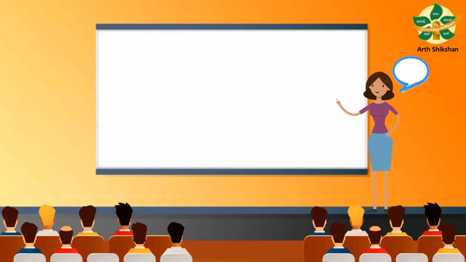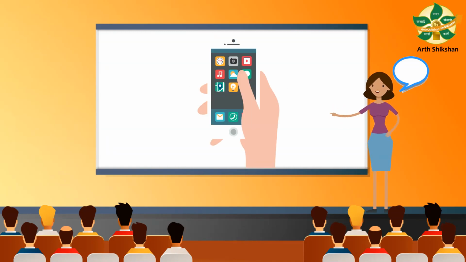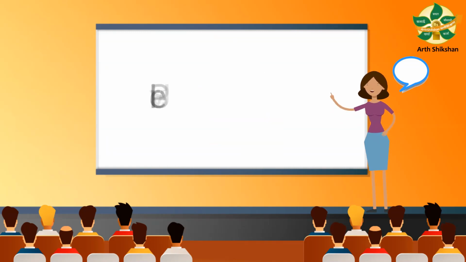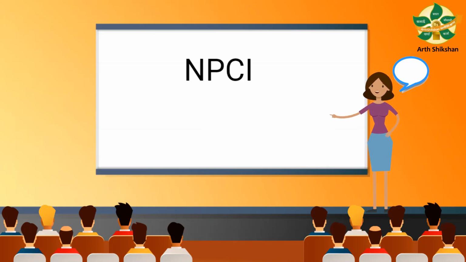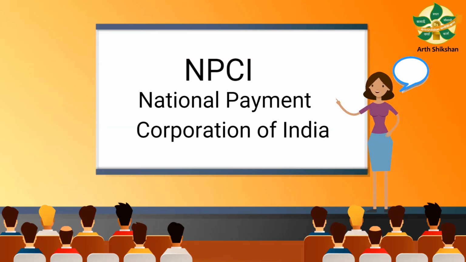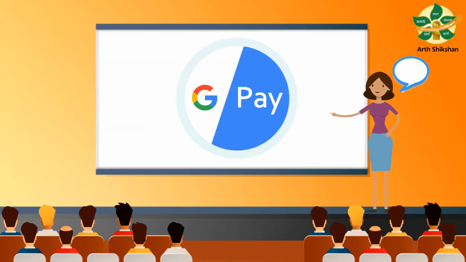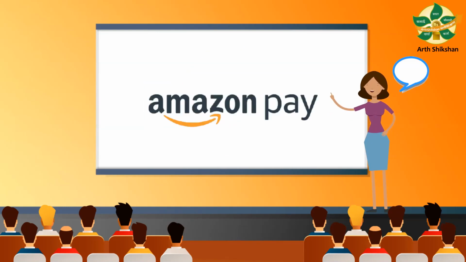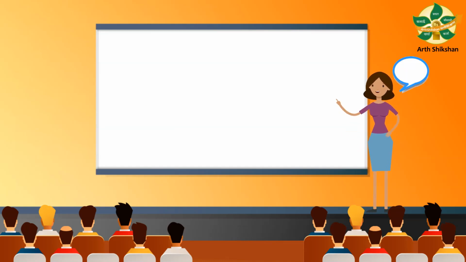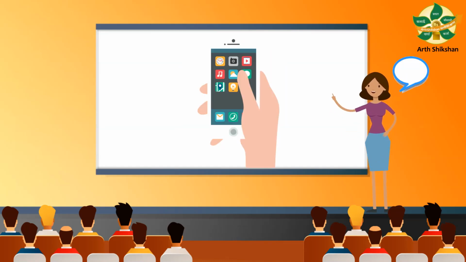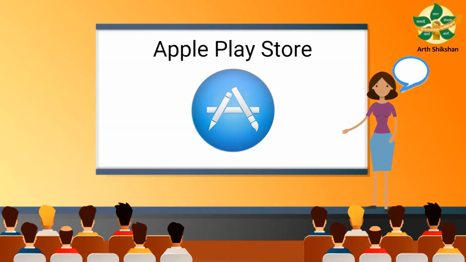Let's see how to use UPI service. You need to identify a mobile app which can provide UPI service. There is the Bheem UPI app, which is provided by NPCI, which stands for National Payment Corporation of India. There are other private providers as well, like Paytm, Google Pay, PhonePe, Amazon Pay, etc. You need to download a mobile app from Google Store or Apple Store.